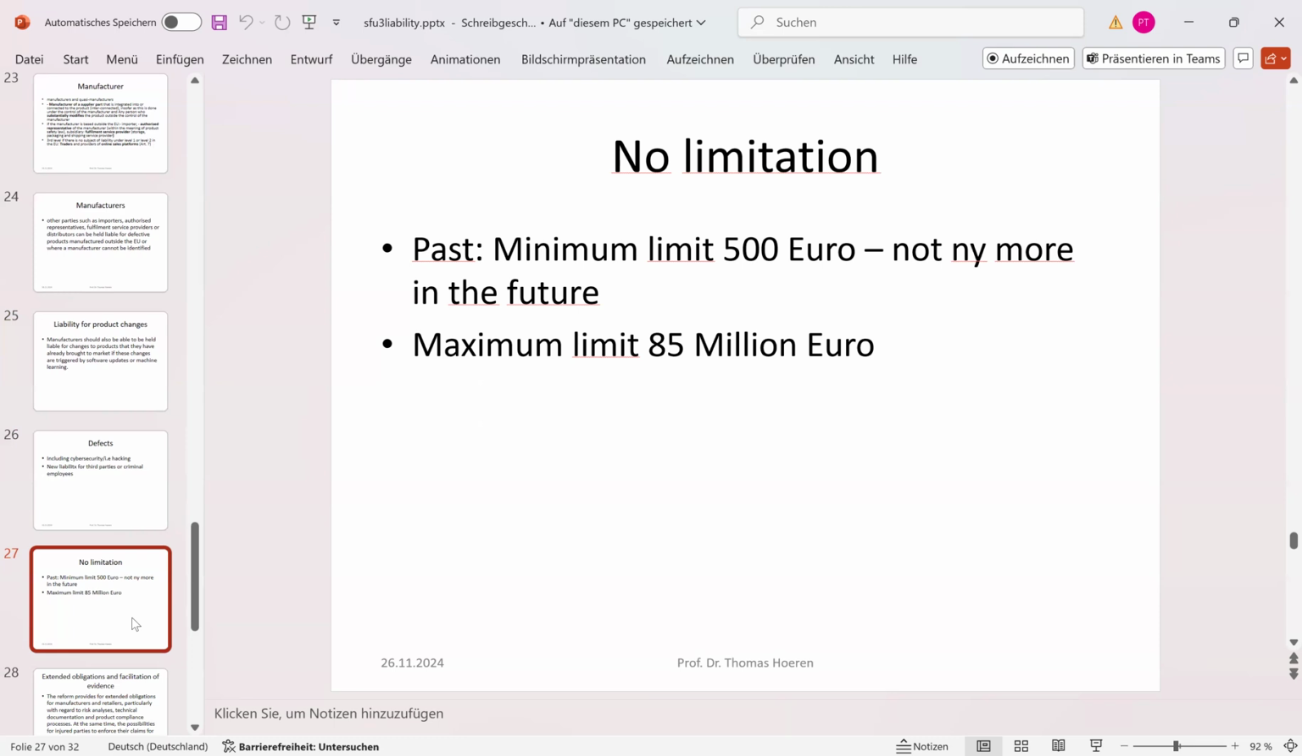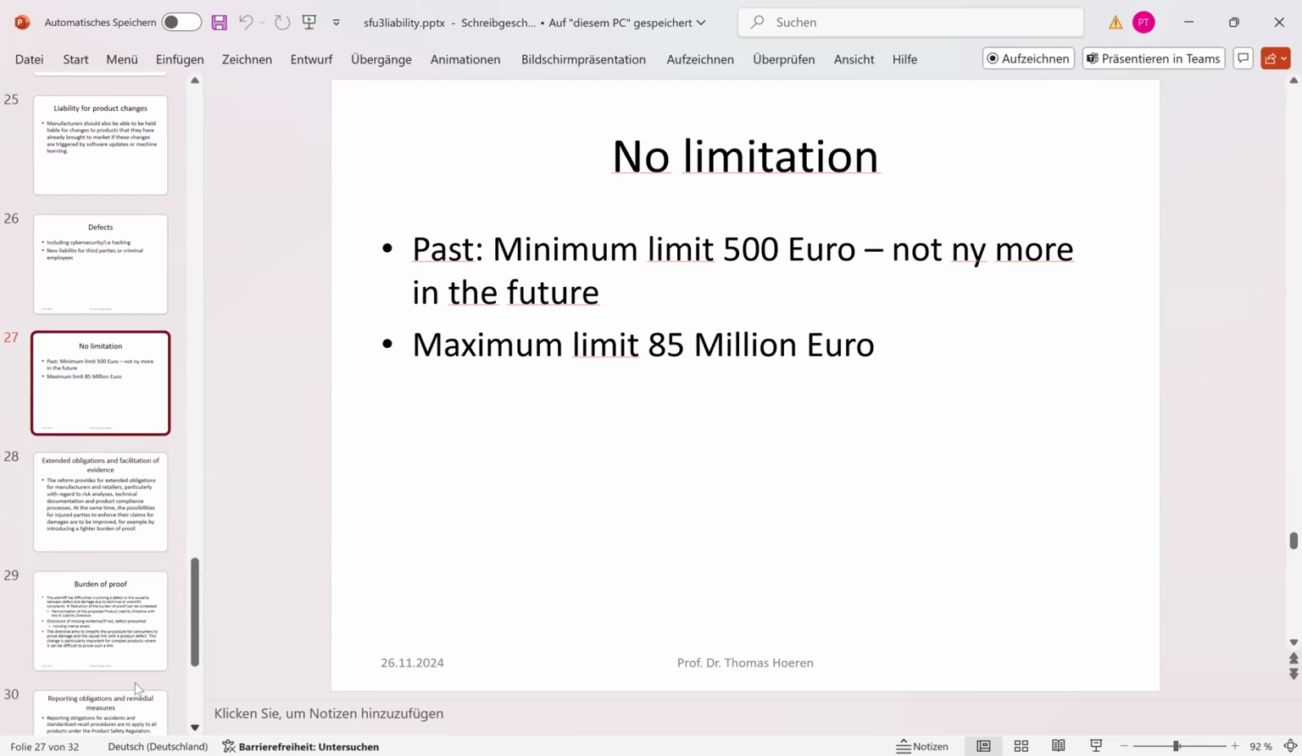What is as well changed is that the Commission put away all the limitation as to the amount of money. In the old directive, we had a limitation, for instance, a minimum limit of 500 euros for damages occurred, and a maximum limit for personal damages. All these limitations are now away. They are not in force anymore.